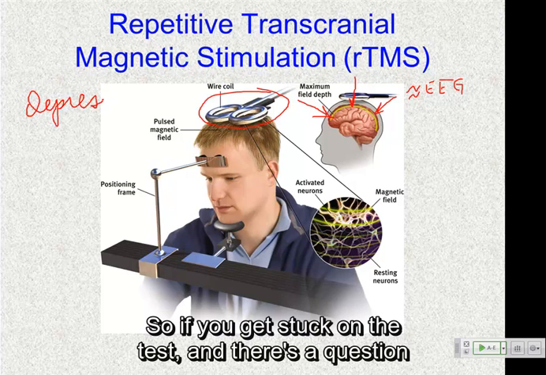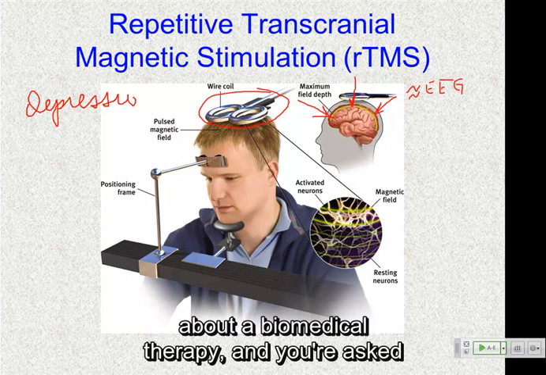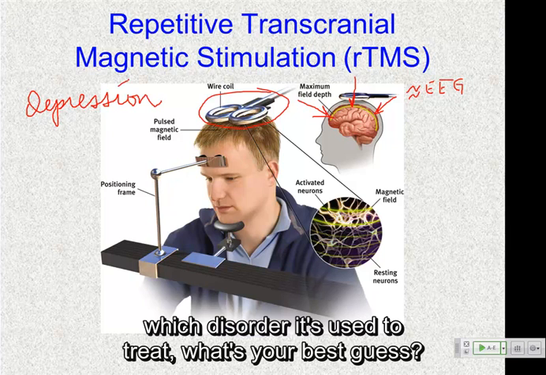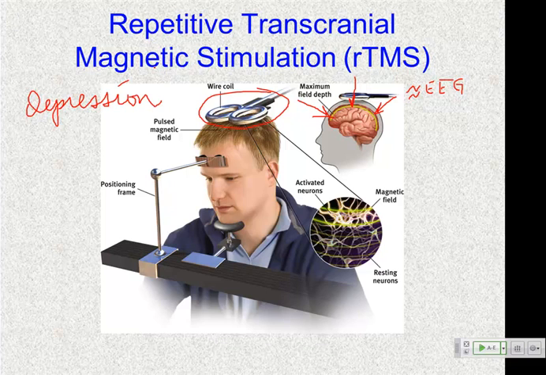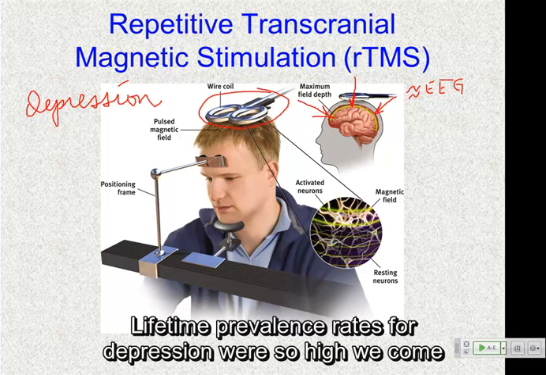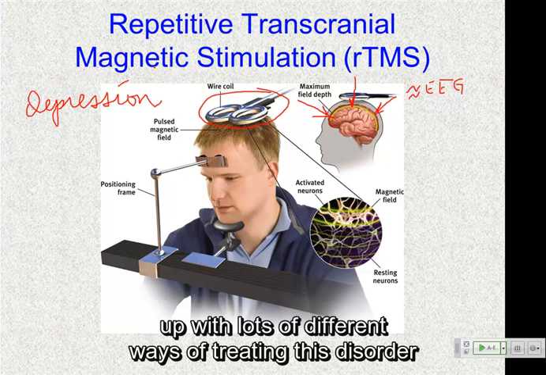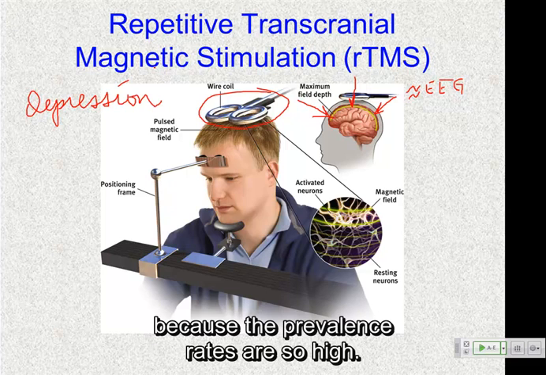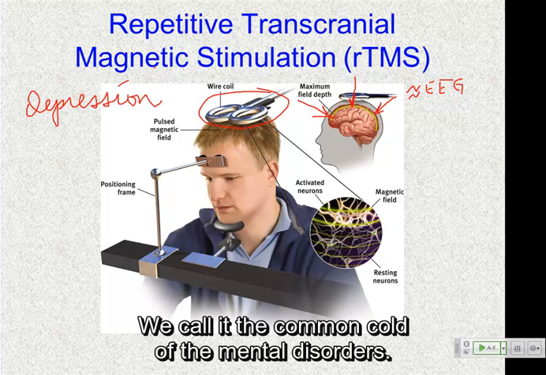So if you get stuck on the test, and there's a question about a biomedical therapy, and it asks which disorder it's used to treat, what's your best guess? Depression. Okay. Why is this? Well, think back to the lifetime prevalence rates, right? Lifetime prevalence rates for depression were so high, we come up with lots of different ways of treating this disorder because the prevalence rates are so high. We called it the common cold of the mental disorders.